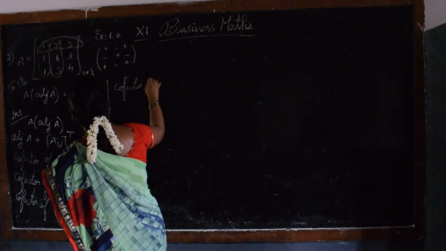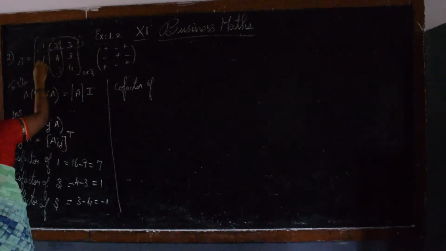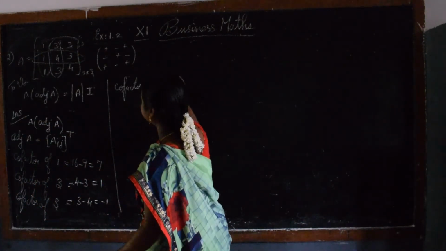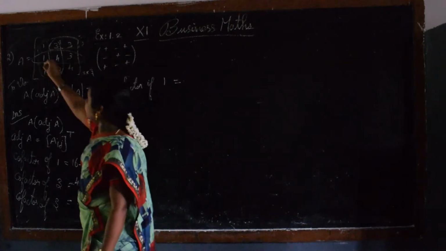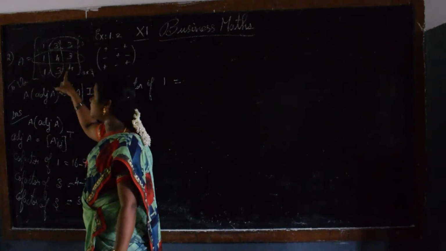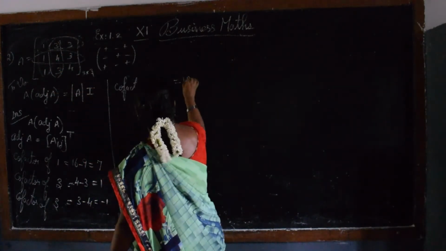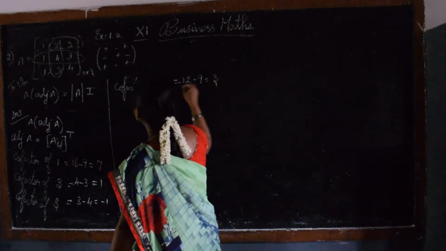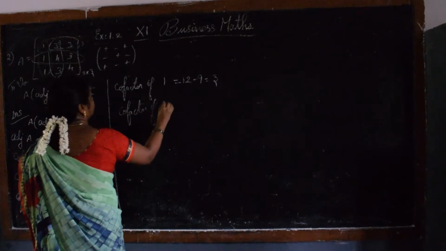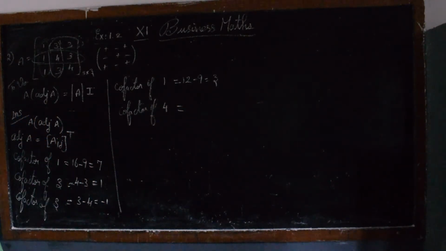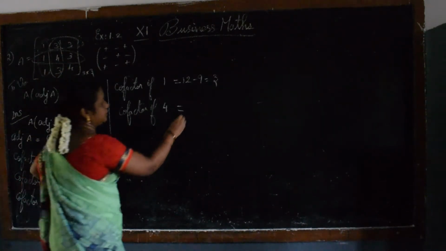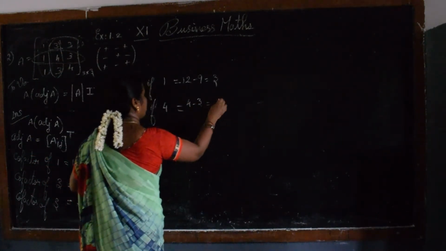Cofactor of this row, second row. Cofactor of 1. Eliminate this row and column. This element belongs to the next; the remaining you have to cross multiply. 4 3s are 12, 3 3s are 9. So 12 minus 9, 3. Next one is the cofactor of 4. What is the answer for this? This one you eliminate. 4 1s are 4, 4 minus 3. 4 minus 3 is equal to 1.